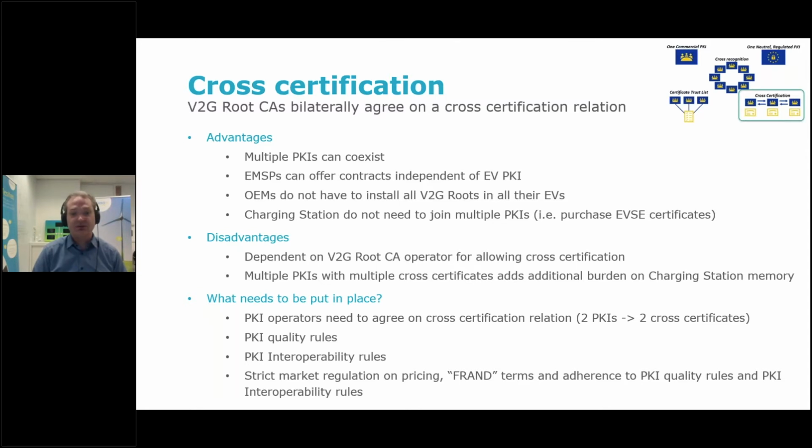Another advantage is that EMSPs can offer contracts independent of what PKI the car wants a contract for. It doesn't put the burden on the OEMs, or the dependency on the OEMs, for installing all V2G Root CAs in all cars. If new ones join, they would have to update and so on. And as in the alternative discussed in the previous slide, the charging stations or other companies do not have to join multiple PKIs if there is a new one.